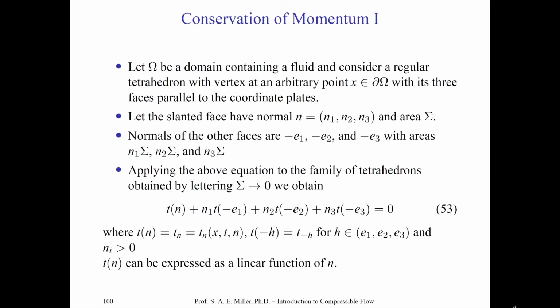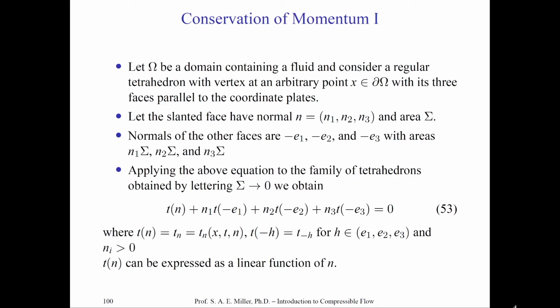Now we'll let omega be a domain containing the fluid, and we'll consider a regular tetrahedron with a vertex at an arbitrary point x on the surface. Three of the faces will be parallel to the coordinate planes. We'll let one slanted face have a normal n1, n2, n3, and it'll have an area of capital sigma. The normals of the other faces of this tetrahedron will be negative e1, negative e2, and negative e3. They'll have corresponding areas n1 sigma, n2 sigma, and n3 sigma. This is just basic trig geometry.